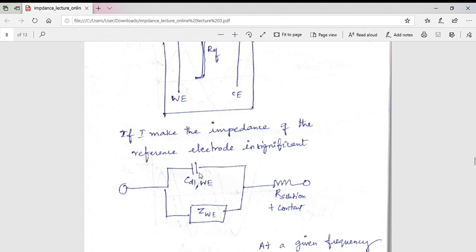This is for your working electrode, the part of the working electrode which acts like a capacitance, and this is a part of the working electrode which acts like a resistor, through which you have the charge transfer reaction that is happening. And this is the solution resistance. This is the solution that is between the working electrode and the reference, not between the working and counter.